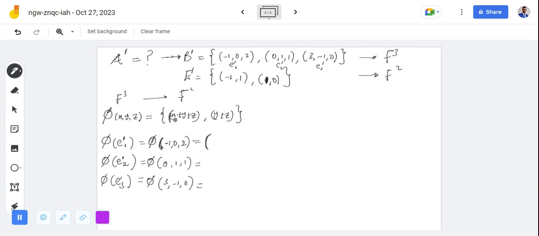If I want to try to do that manually, if I'm not doing it computationally, that would be, okay, x is minus 1, that would be minus 1 plus 0, z is 2. Minus 1 plus 0 plus 2, that would be 1 in that case, comma.